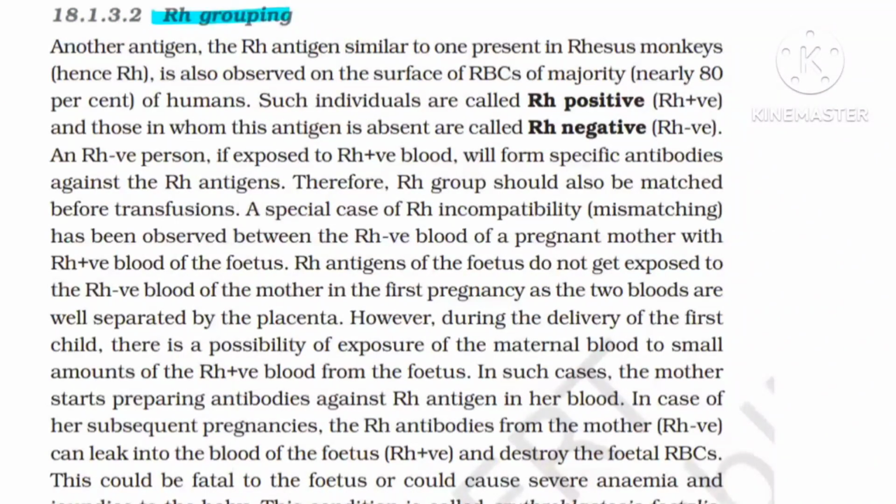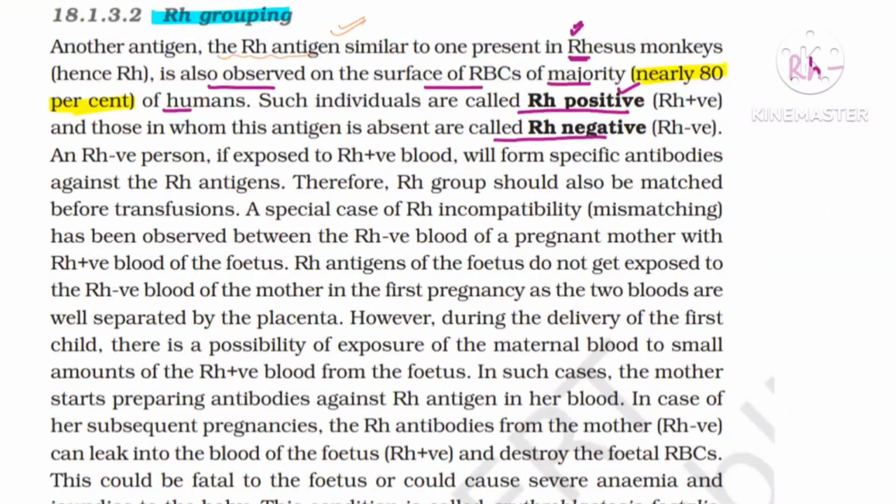Now see, Rh grouping. The Rh antigen was identified first on the rhesus monkey. That is why the name Rh is given, by taking these two letters. It is found on the surface of RBC in the majority of humans. The question can be asked, what percentage of the human population is Rh positive? The answer is nearly 80%. Clear, 80% is Rh positive, means if they have the antigen, these individuals are called Rh positive, and if they don't have the antigen, they are known as Rh negative.